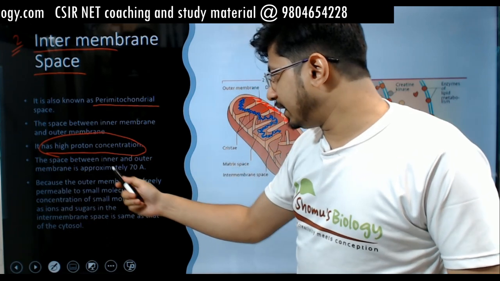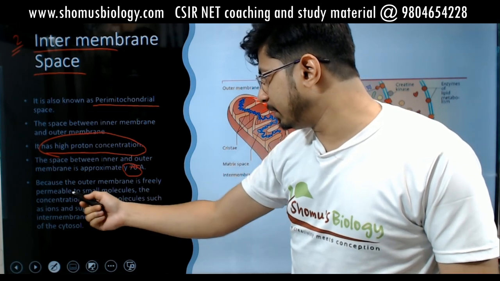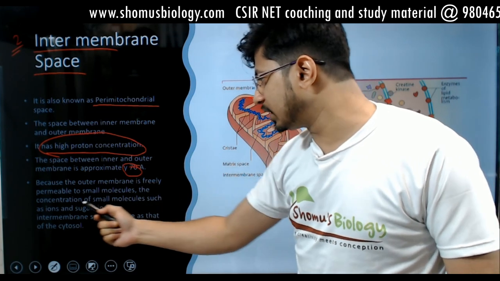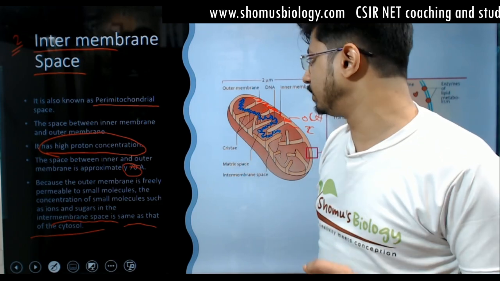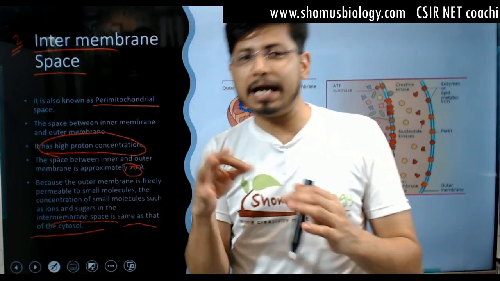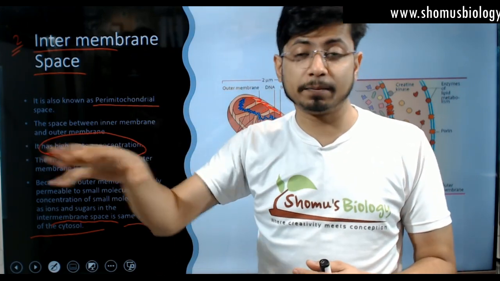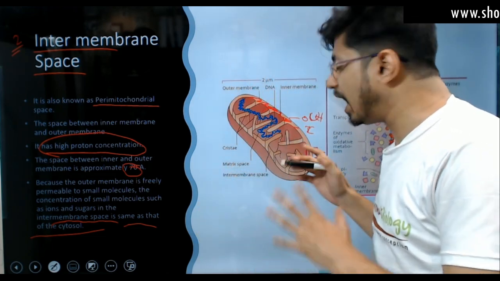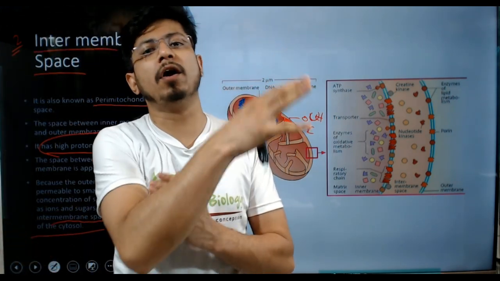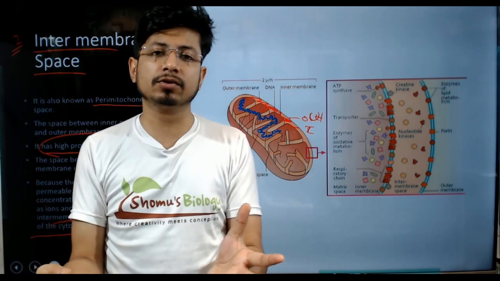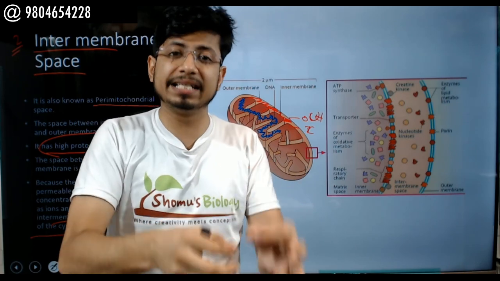Okay, basically the distance here is 70 angstrom, because the outer membrane is freely permeable to small molecules. The concentration of small molecules such as ions and sugars in the intermembrane space is the same as in the cytoplasm. This is a very interesting concept. So the concentration of ions and all the components present in the intermembrane space is actually the same as that of the cytoplasm, because there is no guard between the cytoplasmic components and the outer membrane of mitochondria. So anything that is present in the cytosol can easily go inside the intermembrane space if the size of the components is less than 5000 Dalton.